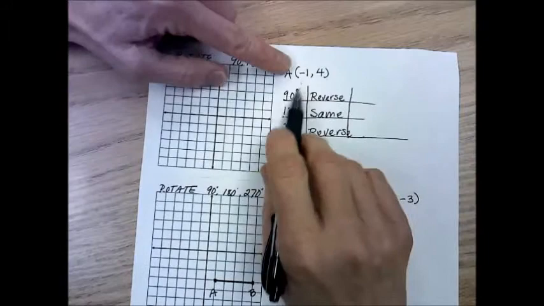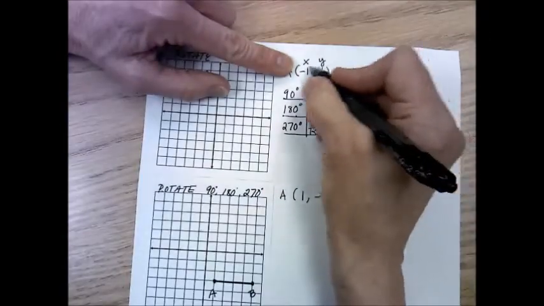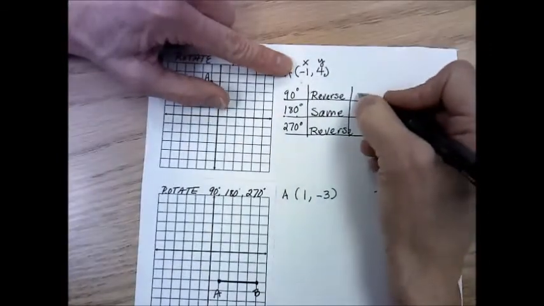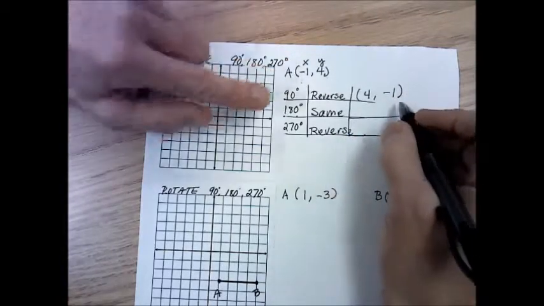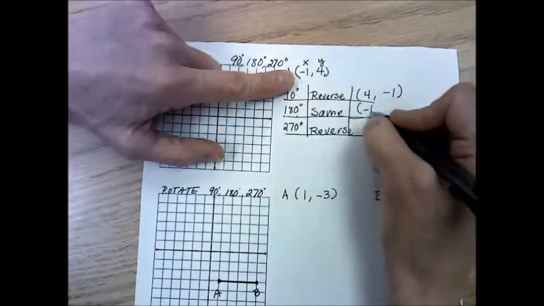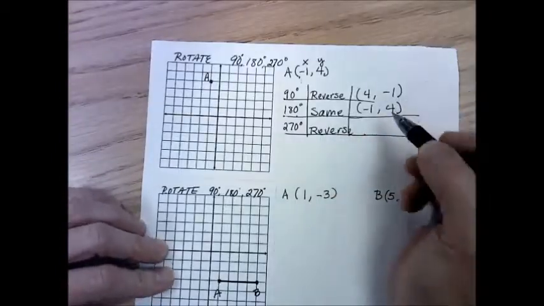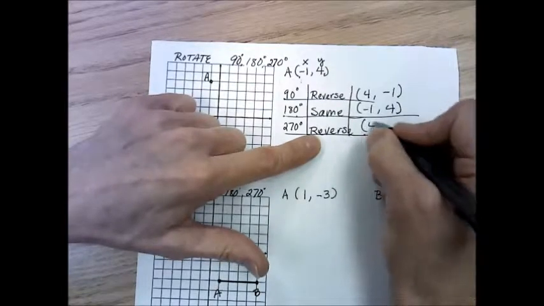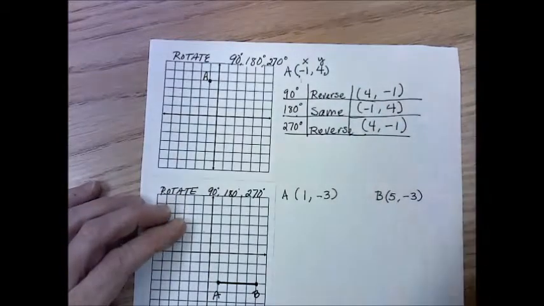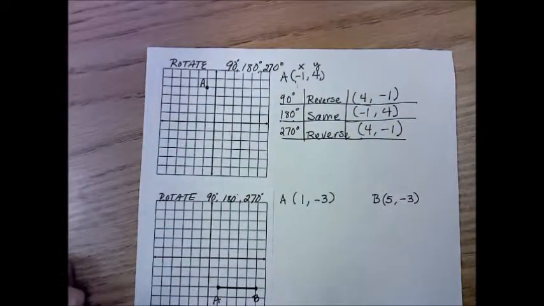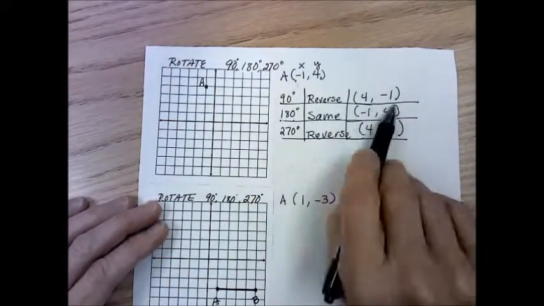So for your 90, in other words, if this is my x and this is my y, I'm going to reverse those terms. So now this would be 4, -1. For the 180, the order of the terms stays the same, so -1, 4. For a 270-degree rotation, I'm going to reverse them again. So this would be 4, -1. Now there's one more step to changing these new coordinates.